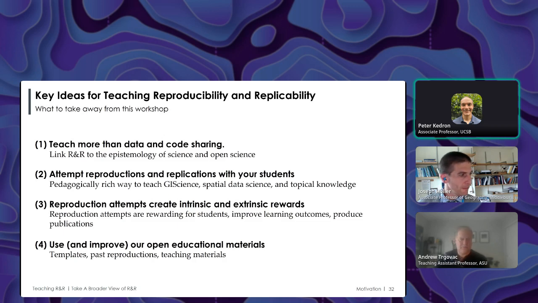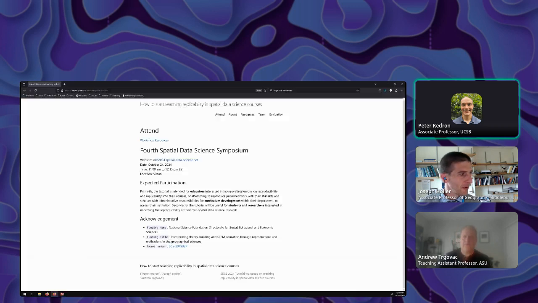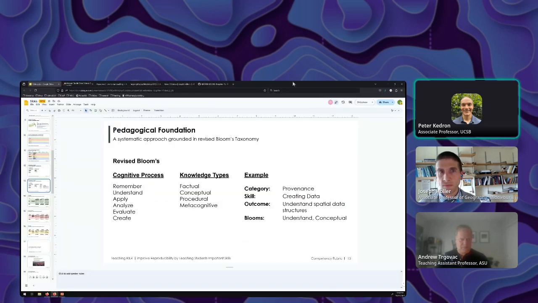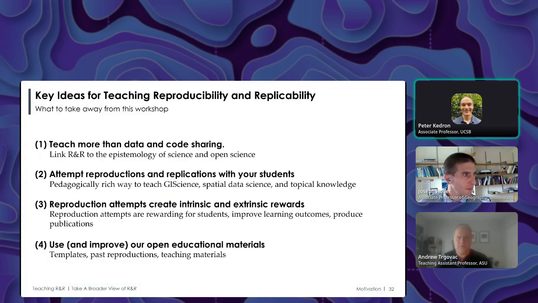But just to return to those wrap-up points, as Joe was saying, the big thing here is that we're urging everyone, please teach reproducibility and replicability as more than just data and code sharing, right? It's part of this larger scientific process. It has this broader epistemological function that we think is really important to emphasize when you teach these things, because it turns reproducibility from a procedural task into one of exploration and discovery.